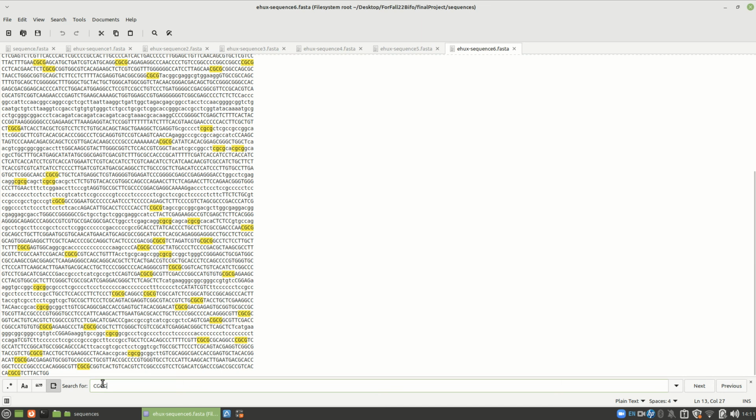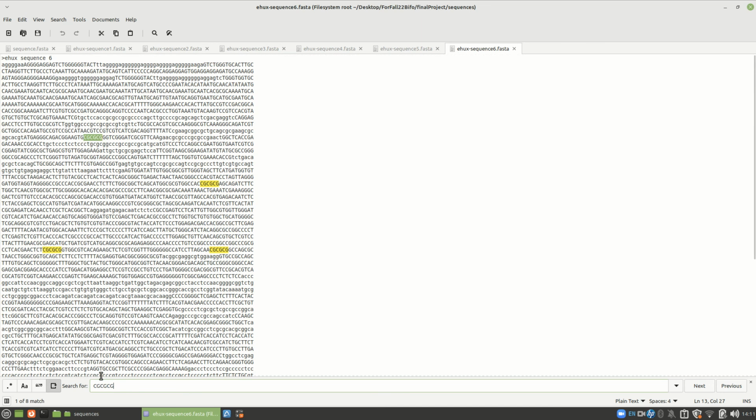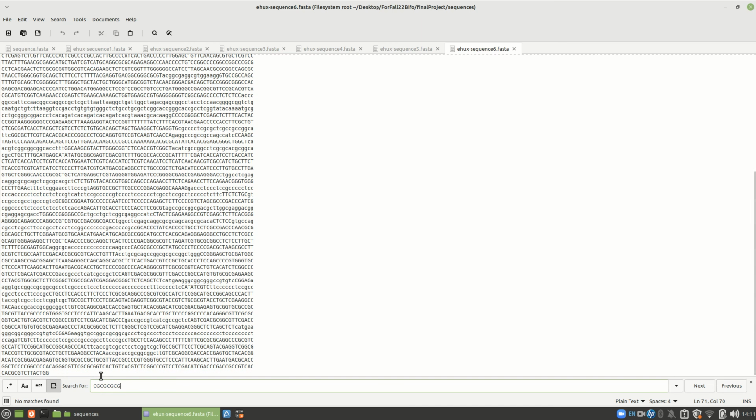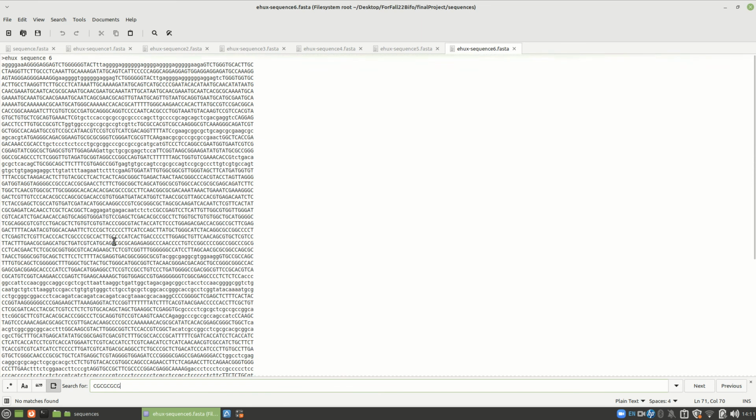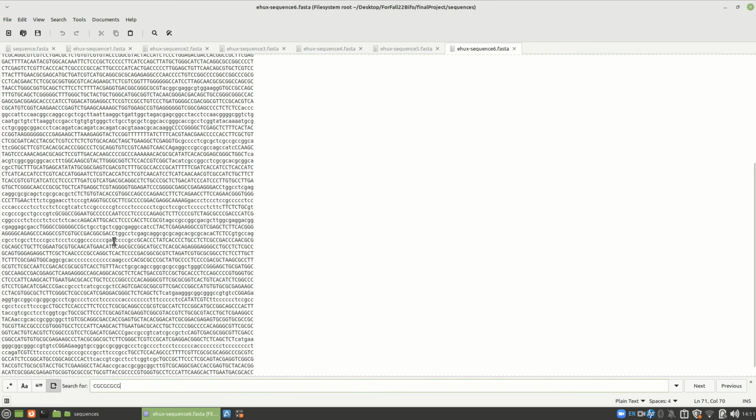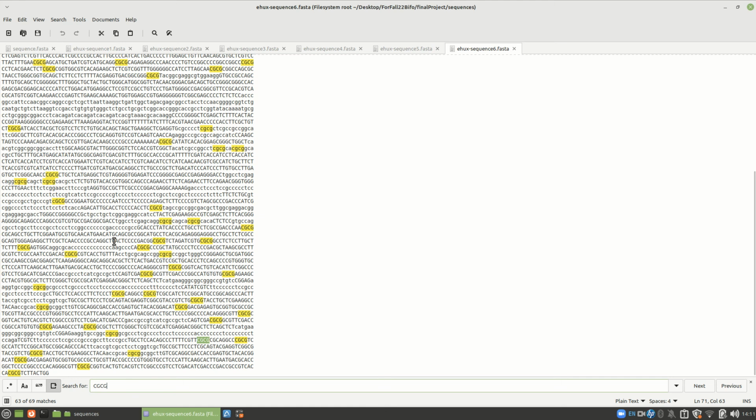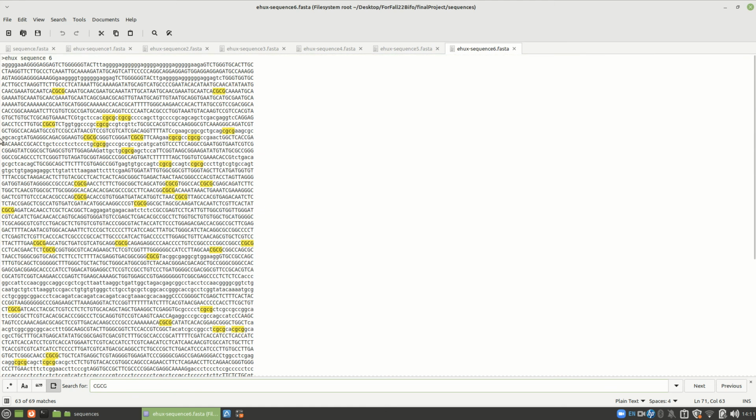So let's see if we add a couple more CGs, so we know what that looks like. Let's add another one. They completely disappear when you get that many CGs. Yeah, this looks too good to not be a CpG island. This looks kind of like the first exon. So that's the way I would look at this.